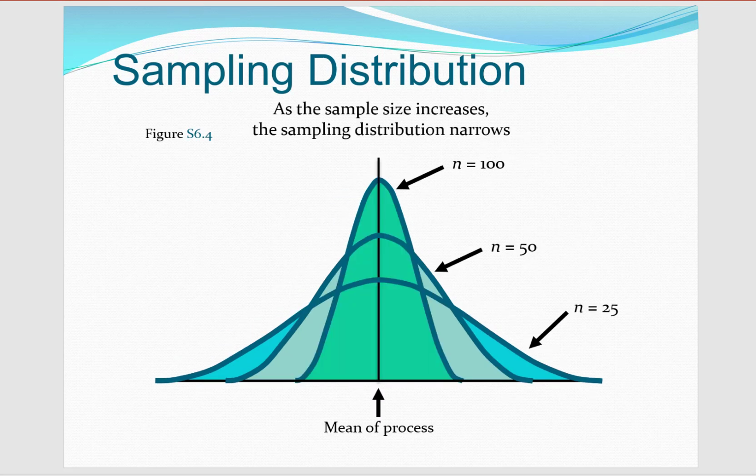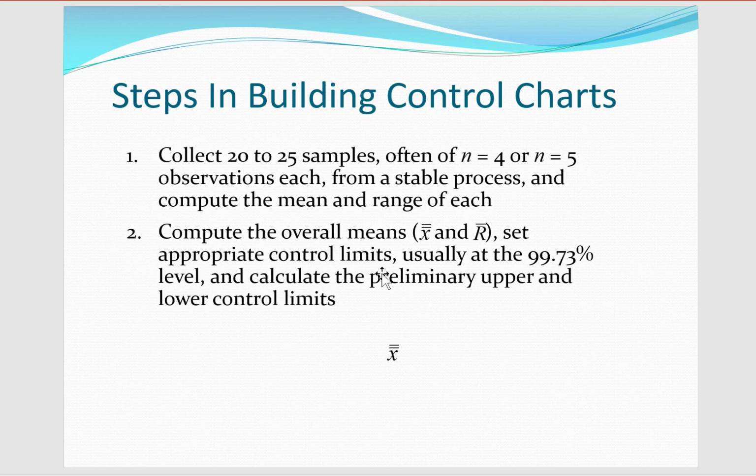And a sampling distribution gets less variability in it as sample sizes increase. So here we have n equal to 25, when sample size is 50, and then when sample size is 100, you can see that the peakedness rises and the base narrows, and so we get less variation in the outcomes.